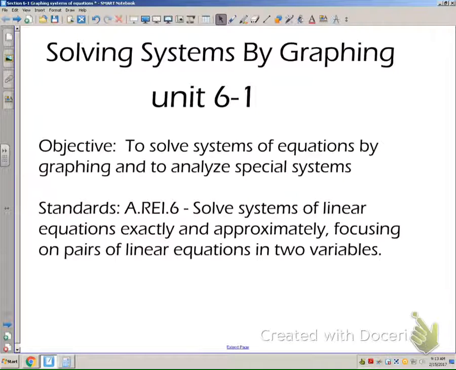Okay, today's lesson is solving systems of equations by graphing, and I'm hoping that you'll be able to determine by the end of the lesson if a system is consistent or if it's inconsistent, and if it is consistent, whether it's dependent or independent. This is standard A.REI.6, which is solve systems of linear equations exactly and approximately, focusing on pairs of linear equations in two variables.